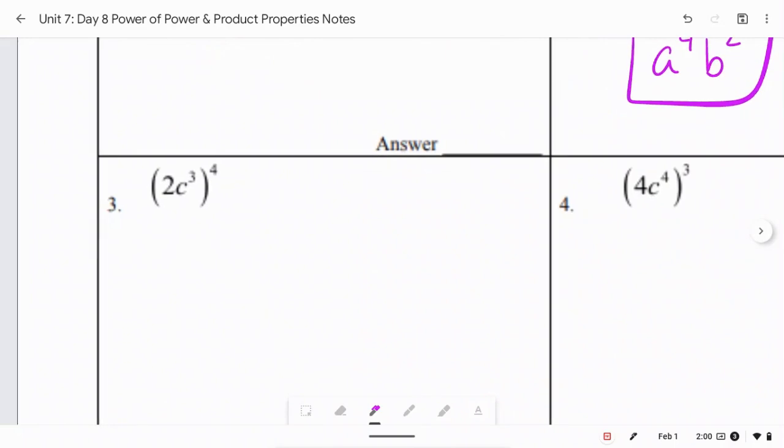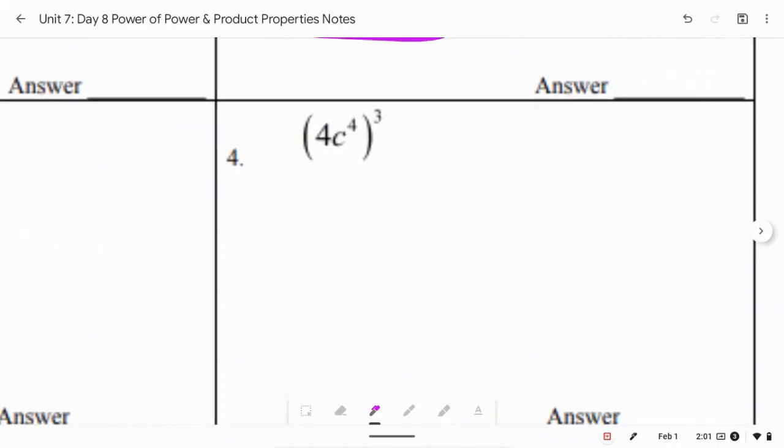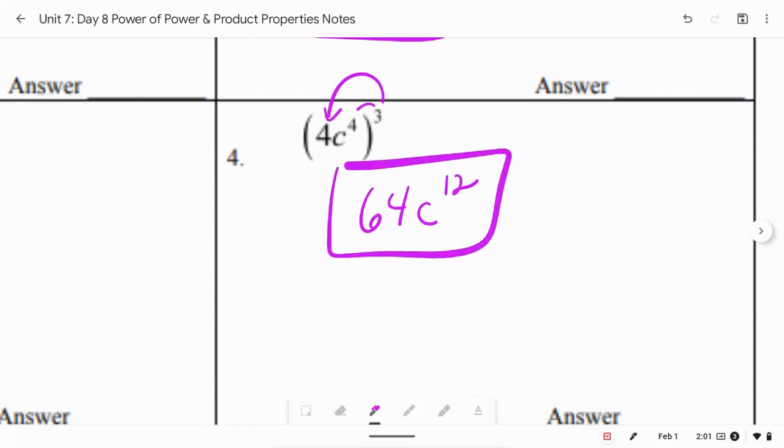In example 3, you have to distribute 2 to the 4th power. Remember, that's 2 times 2 times 2 times 2, which would be 16, and then multiply the exponents. So you get 16c to the 12th power. Same thing with example 4. Do 4 to the 3rd power, or 4 times 4 times 4, which gives you 64, and then multiply the exponents. So you would get 64c to the 12th power.